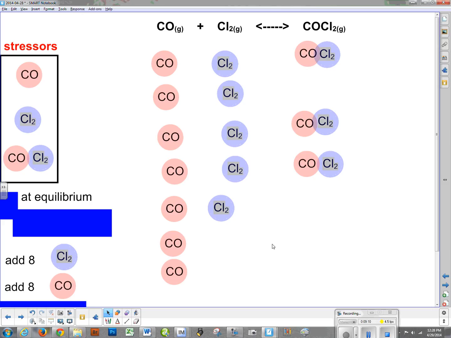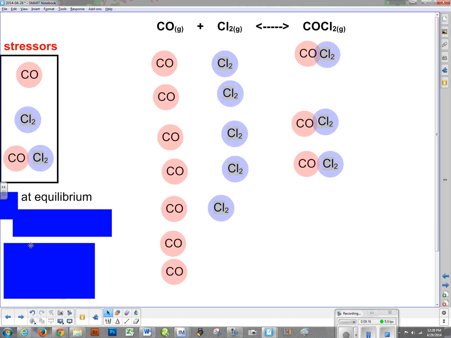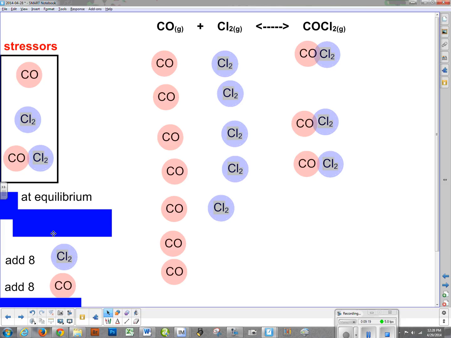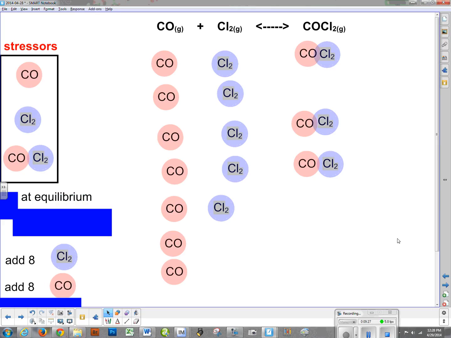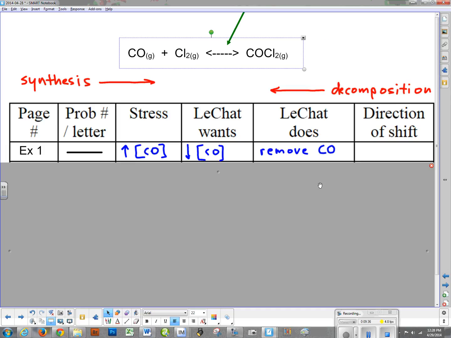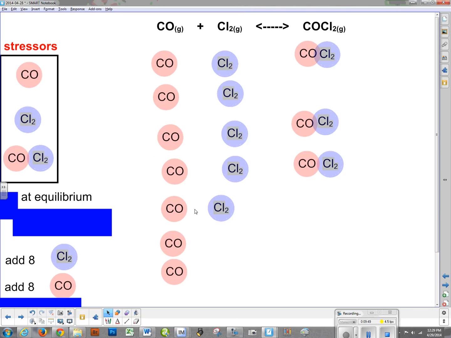So Le Chatelier did his thing, and we did our thing. We added the things. We became these stressors when we added a couple more over here, and that made us not at equilibrium. And then when Le Chatelier did his thing, he brought us back to a whole new equilibrium. It wasn't what we started with, but it is good. And he has done as much as he can do. And how did he do that? He removed the carbon monoxide, but notice when he did that, he not only removed carbon monoxide, but he also removed a chlorine.